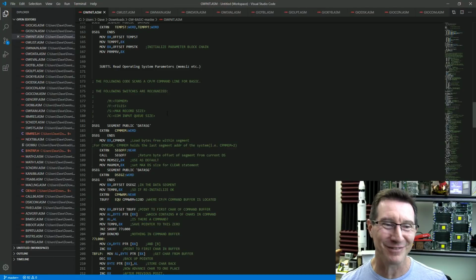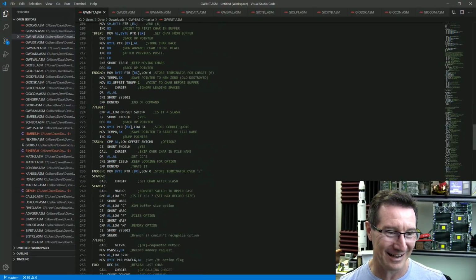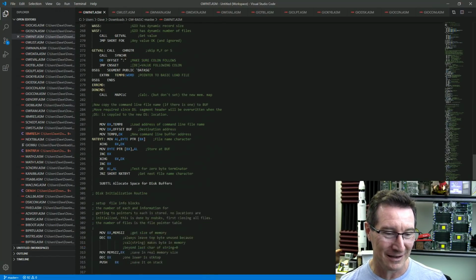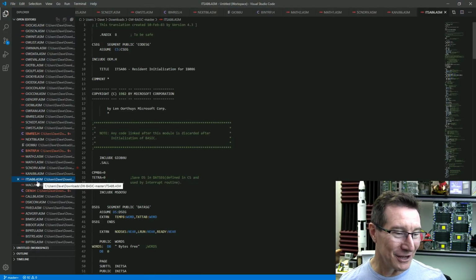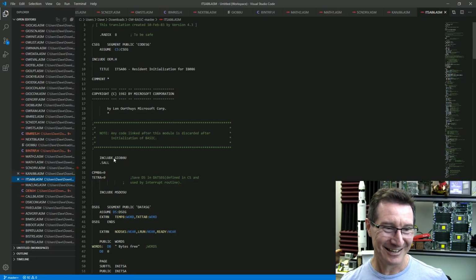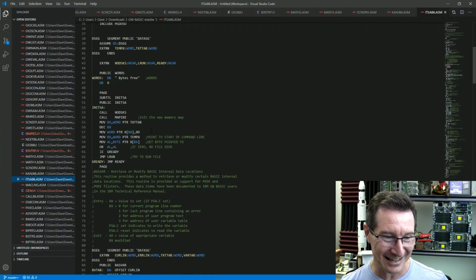I'm sure this is bringing back a lot of memories for a lot of people. "The following code scans a CP/M command line for BASIC." Wow. So it's obviously ported over from other platforms. That's interesting. There's a routine called ITSA86. So they're detecting that it's an 8086. "Reinitialization for Intel 8086, and it gets discarded."